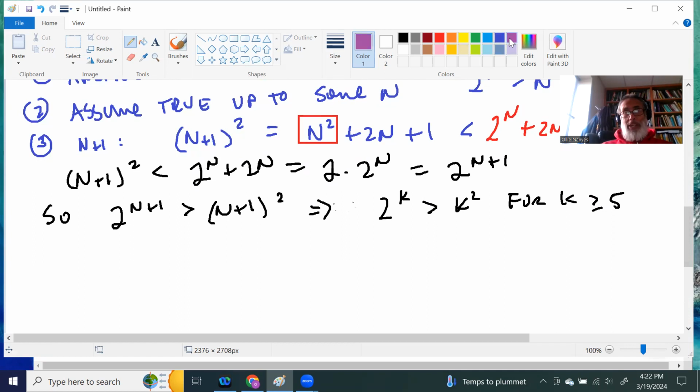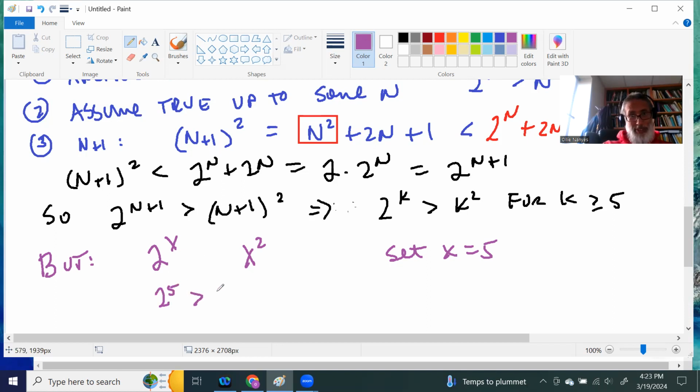I do want to point something out, though. The purpose of the video is done, but when I said to do this in class, I got a little bit lazy. If you had some calculus, notice this. If instead of n, we look at x and x squared, and we set x equal to 5, then certainly 2 to the 5 is greater than 25 because this is 32. Okay, so that's not a problem.